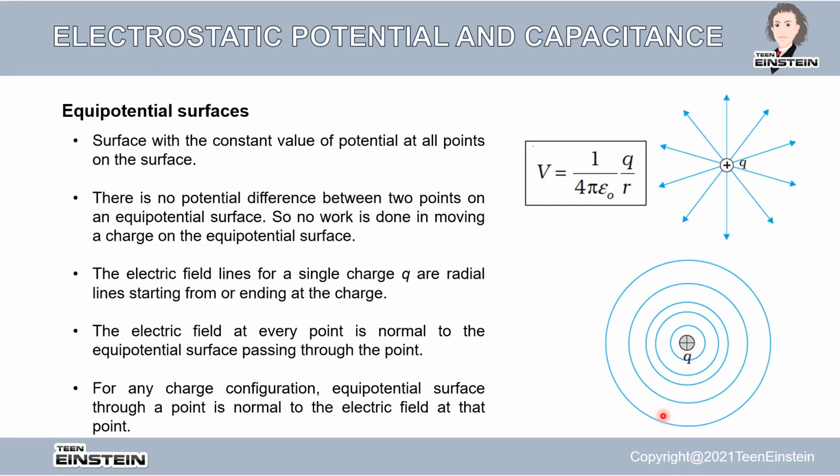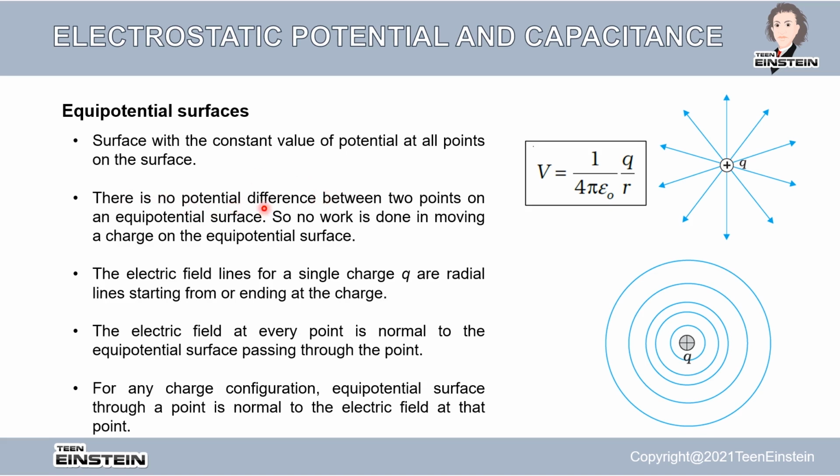Okay. So we are going to talk about equipotential surfaces. From the name itself you can understand what an equipotential surface is. It says something about equivalent, something about the potential, and something about a surface. So we can say that these are surfaces with equal potential. These are surfaces with a constant value of potential at all points on the surface. At all the points, the potential is going to be constant. So that is the definition of equipotential surfaces.